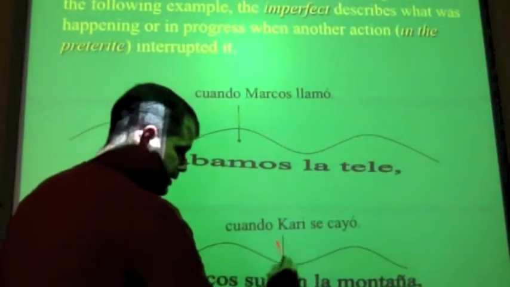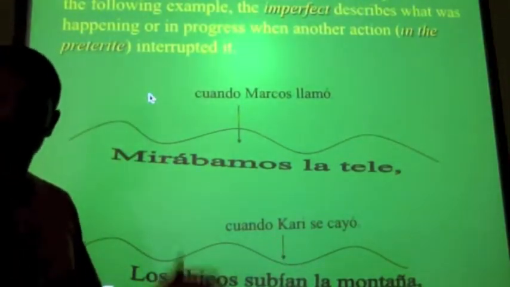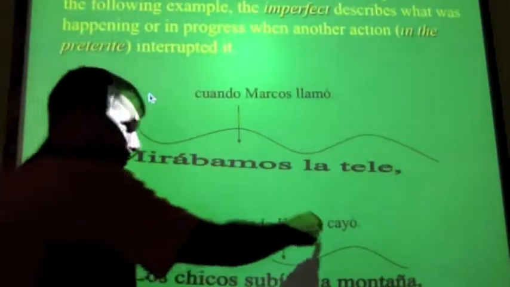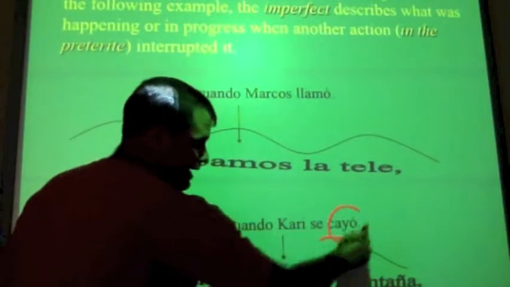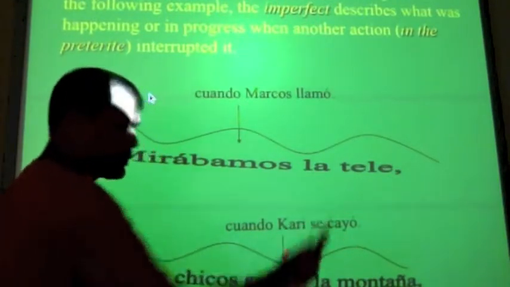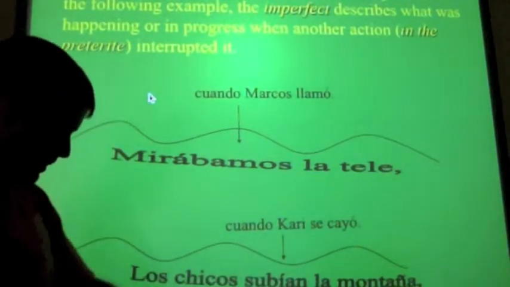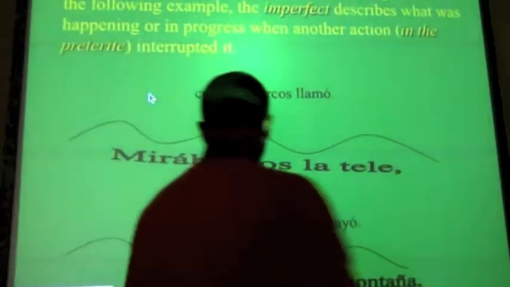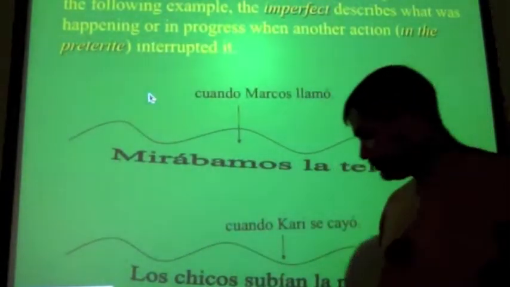Cuando Cari se cayó. When she fell. So that's interrupt. That's action. En el pretérito because it interrupts this ongoing action. Okay? Cuando Cari se cayó.